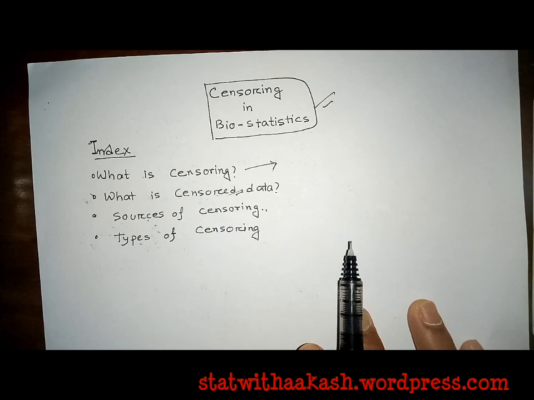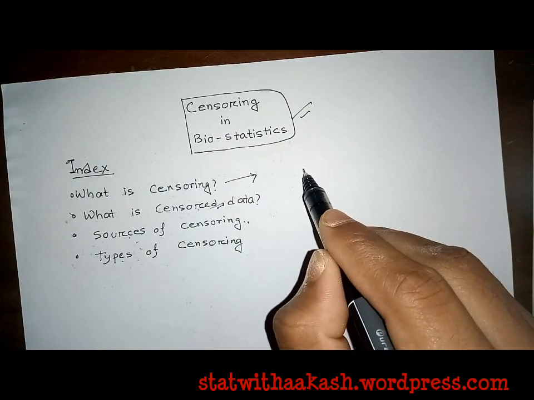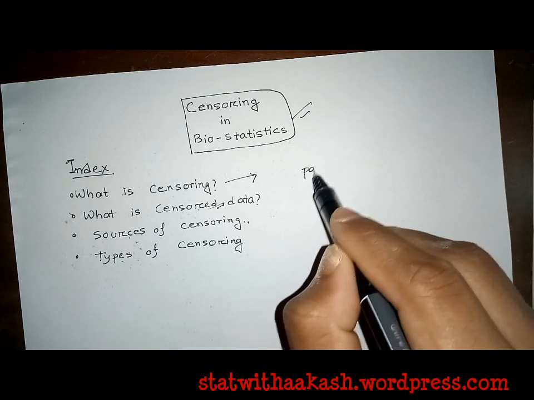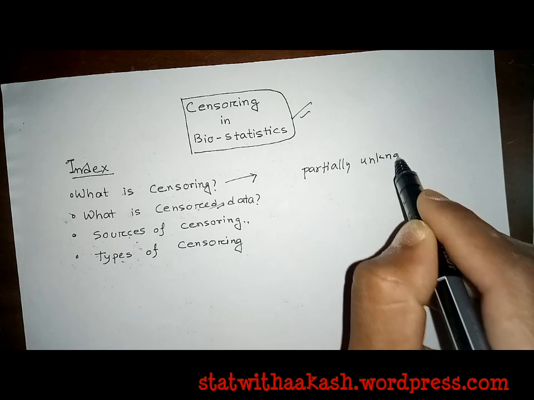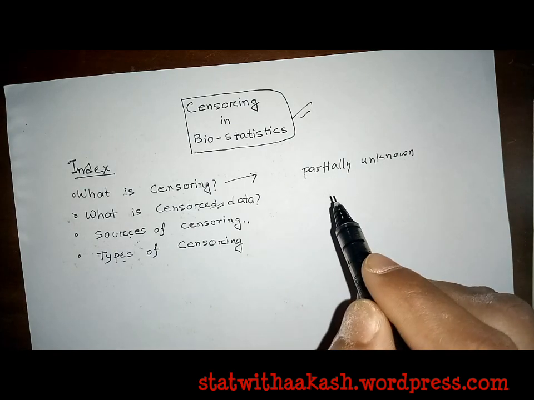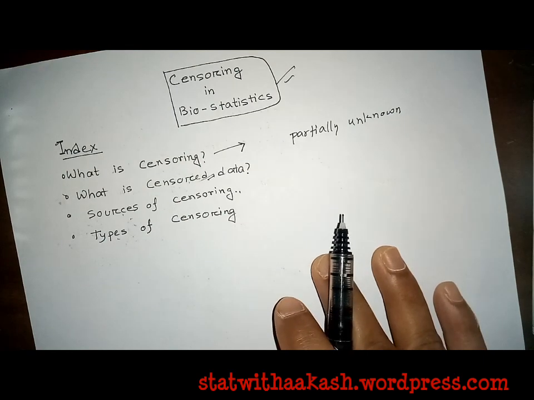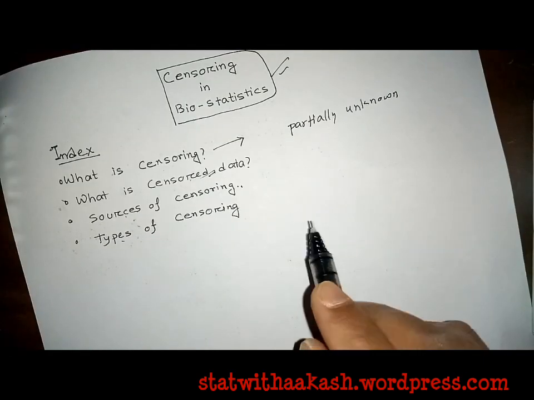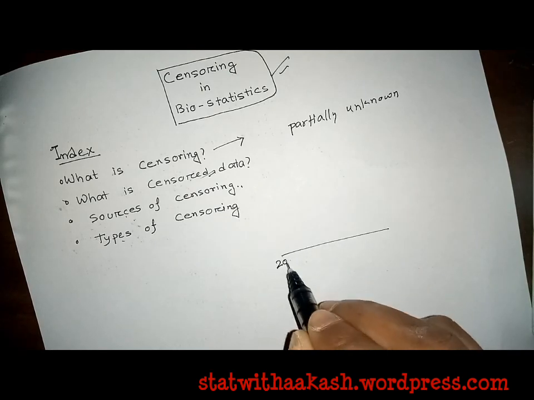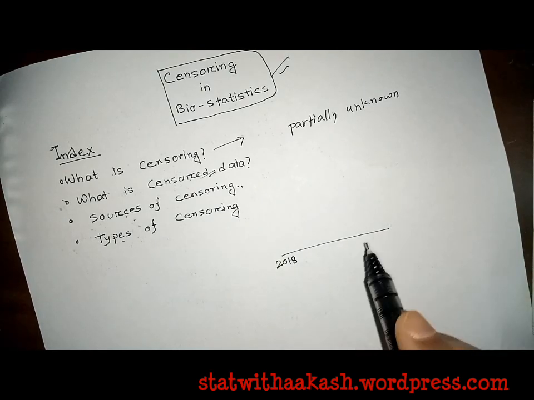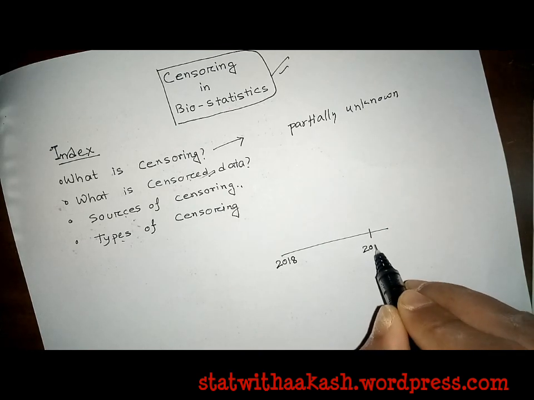The formal definition says when for some subject the data is partially unknown, that is termed as censoring in biostatistics. But if I give you an example, that will clear your concept. Consider that you have started a study in 2018 and you will conduct it for 12 years and finish at 2030.